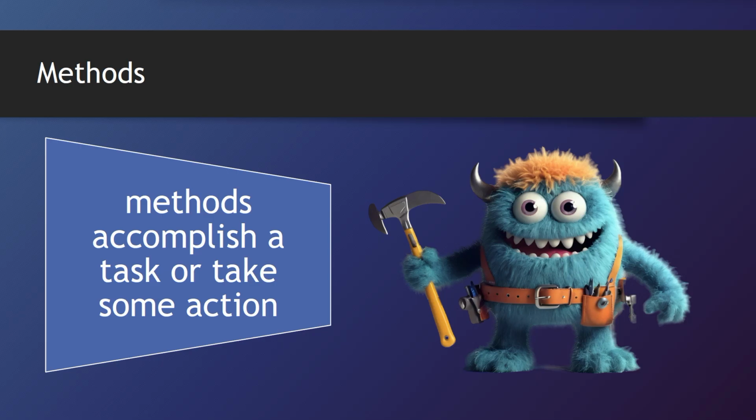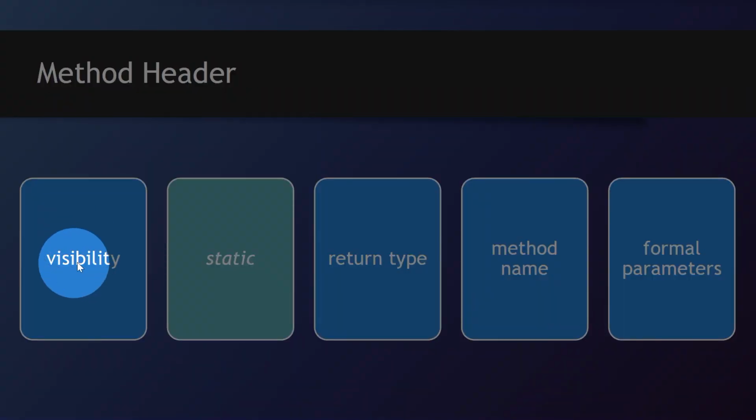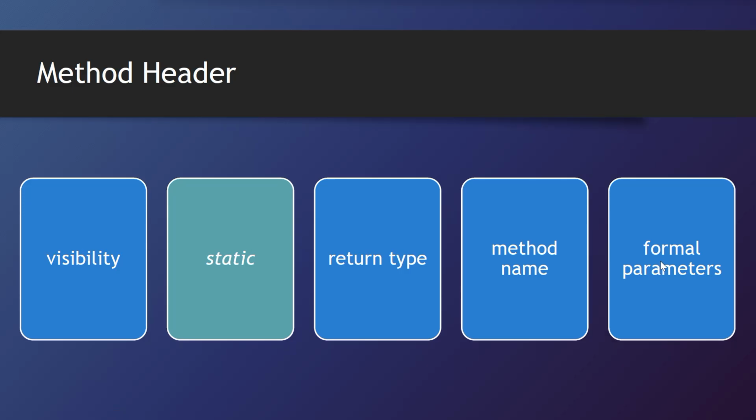Methods can help us avoid duplicating or repeating code by writing the code once as a method that can then be invoked whenever needed. To declare or define a method, we start by specifying the method header. The method header includes the method's visibility, return type, name, and formal parameters. The method header might also include the keyword static if it's a static method. Static methods will be covered elsewhere. After the method header, the method body is enclosed in curly brackets.